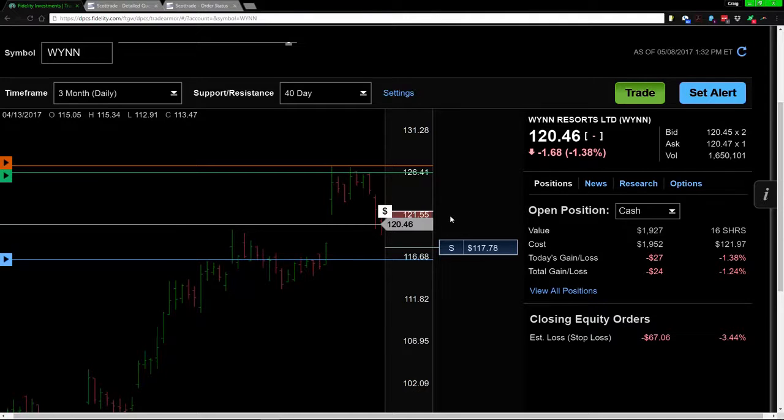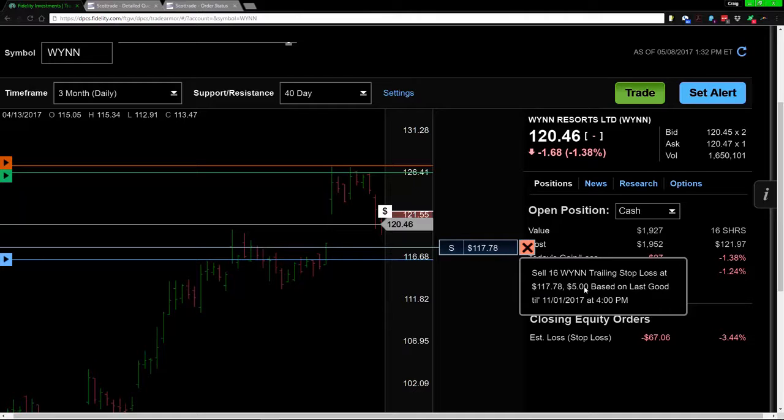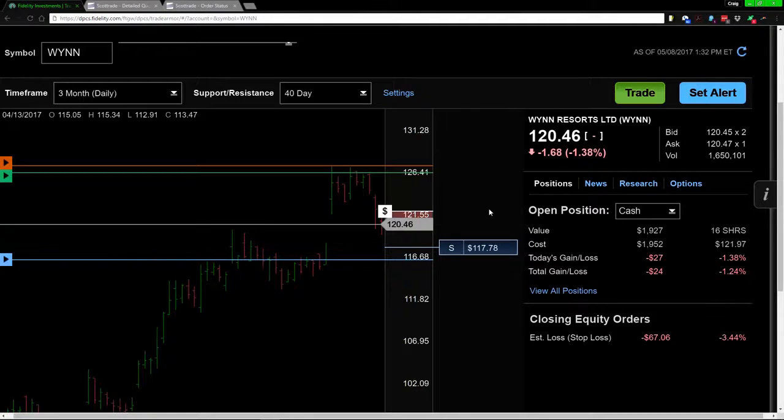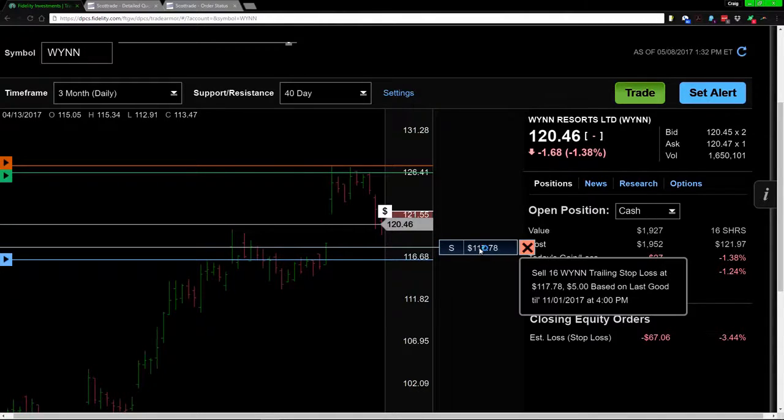So what ended up happening is, when we bought at 121.55 per share, the trail stop needs to be at a $5 gap. A trail stop loss needs to be at a $5 gap. And what that basically did is it took that 121.55 minus $5 and set the trail loss to 116.55. All right. So you might notice, okay, now the trail is going up to 117.78.